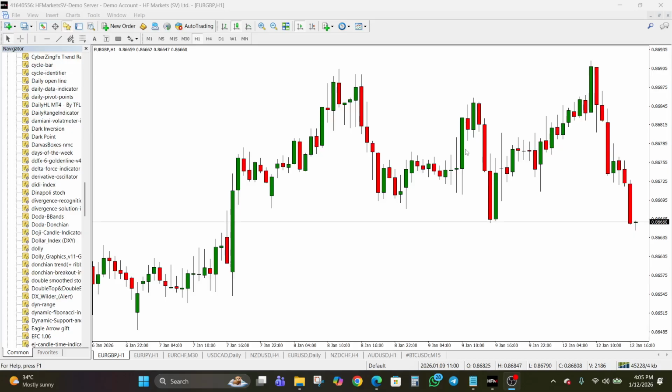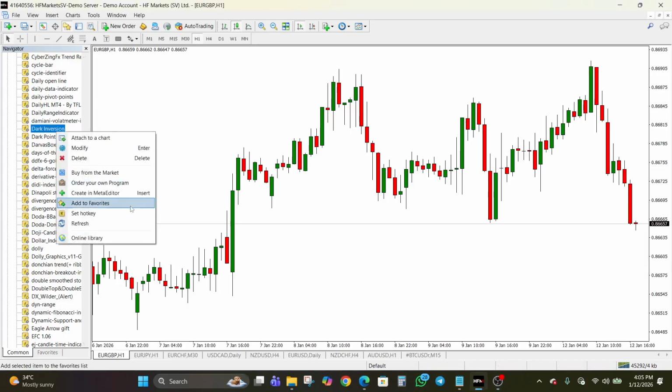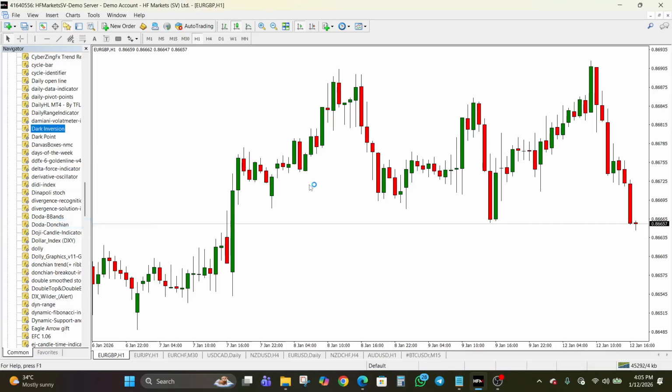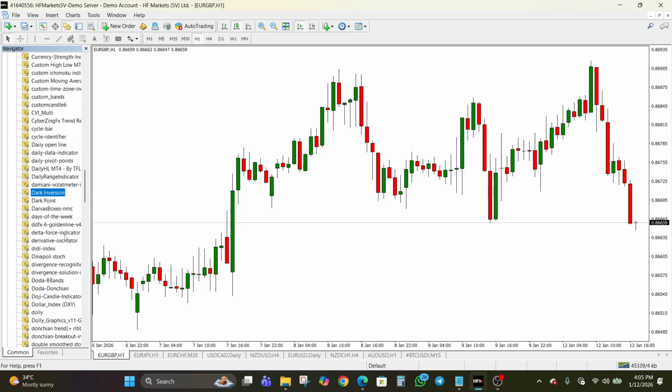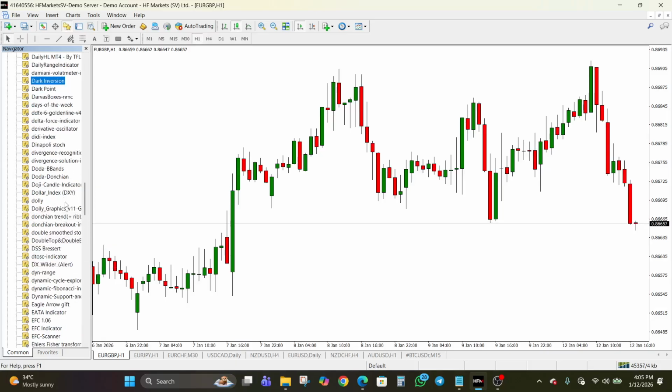Now, after downloading the indicator, you have to proceed to your indicators folder and paste the indicator in there. Having done that, you head back to your navigator and refresh. After refreshing, the indicator should appear right here.